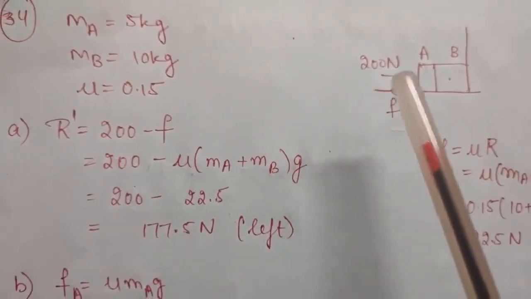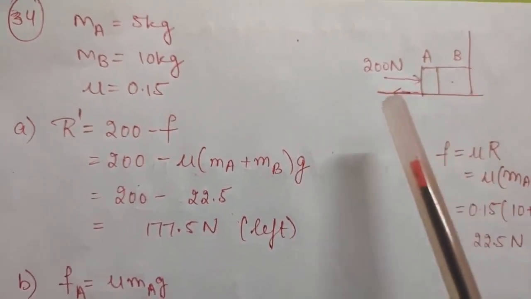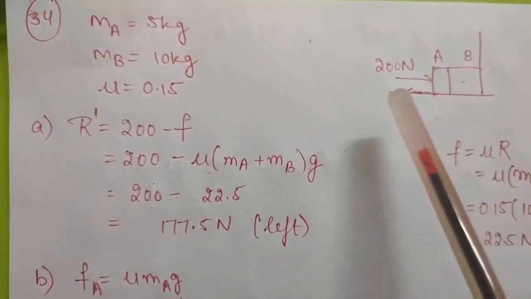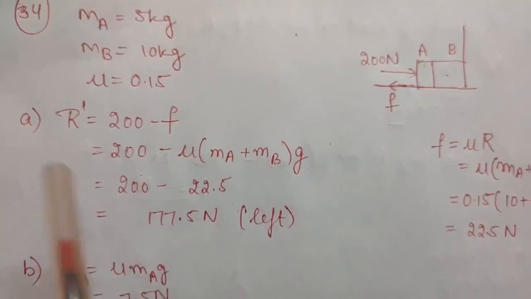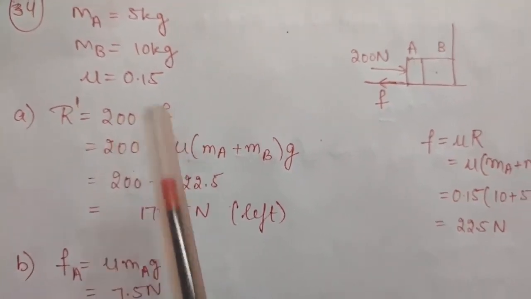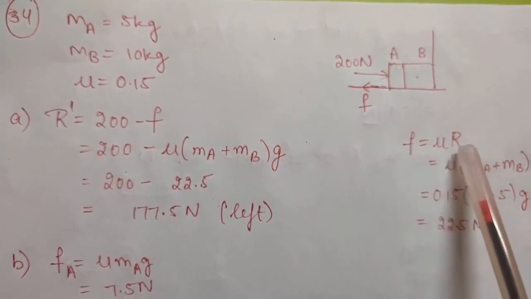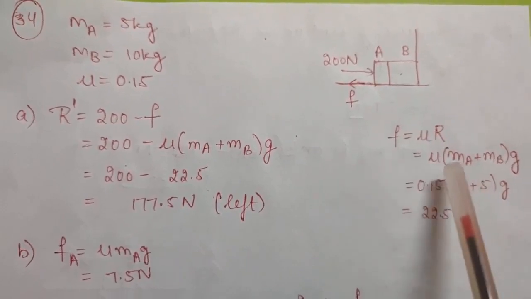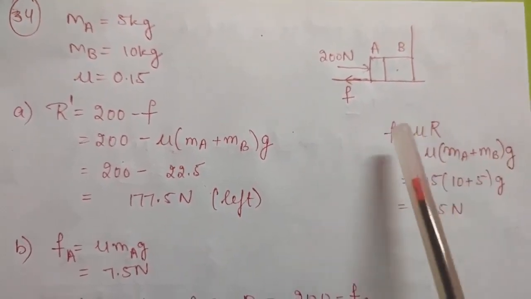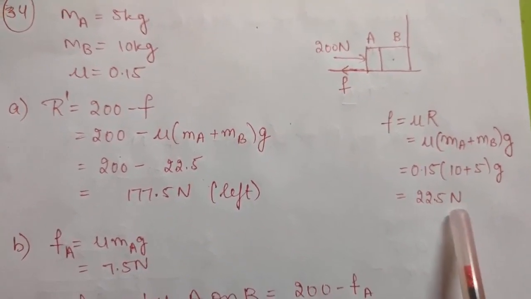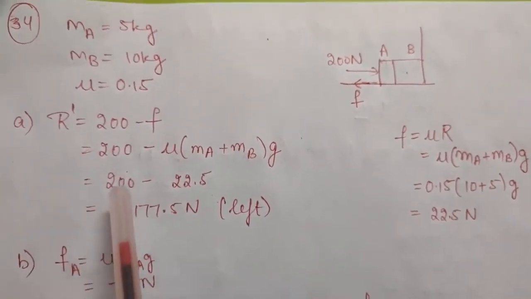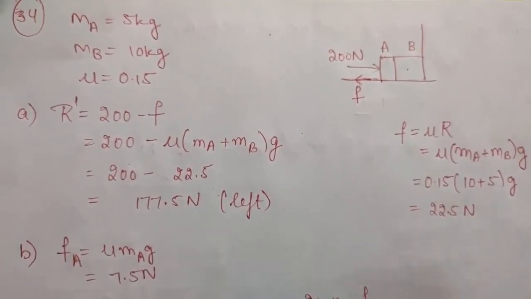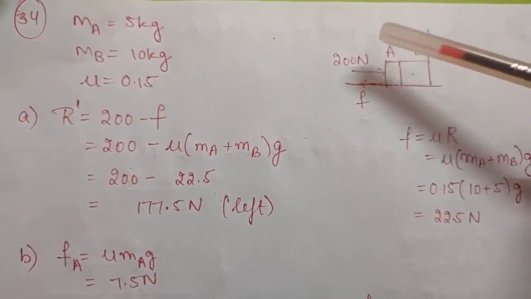See, 200 Newton is applied towards the right and force of friction will come towards the left. So the reaction by the wall will be equal to 200 minus this friction force, that is, 200 minus F. And as you know, force of friction is nothing but mu R. R is nothing but mg, because we are calculating for both of them, so the mass of both of them will be considered. So force of friction will come to be 22.5 Newton. So the reaction by the wall will be equal to 200 minus 22.5, which will be 177.5 Newton, and obviously the reaction due to the wall will be towards the left.